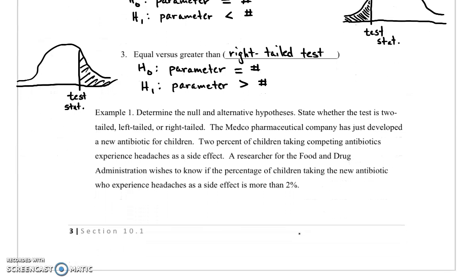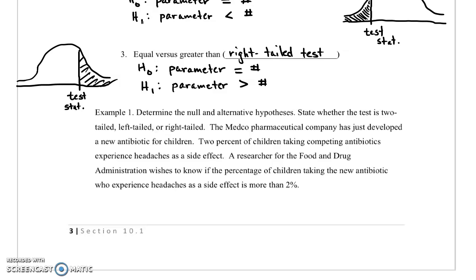So for example, determine the null and alternative hypothesis. State whether the test is two-tailed, left-tailed, or right-tailed. The Medco pharmaceutical company has just developed a new antibiotic for children. 2% of children taking competing antibiotics experience headaches as a side effect. A researcher for the Food and Drug Administration wishes to know if the percentage of children taking the new antibiotic who experience headaches as a side effect is more than 2%.